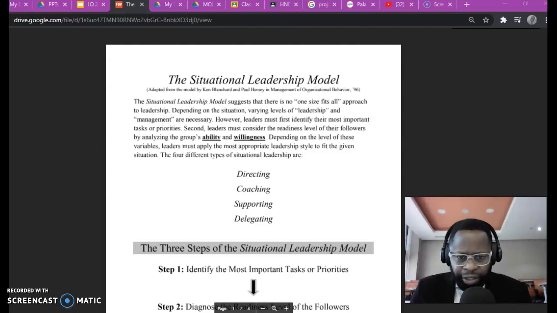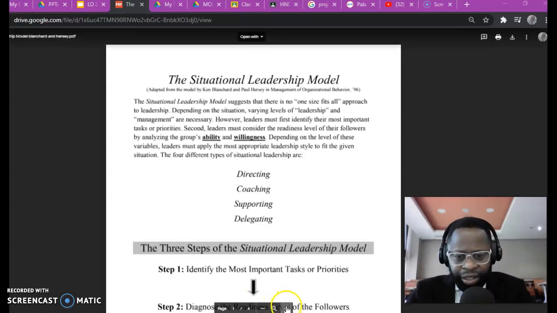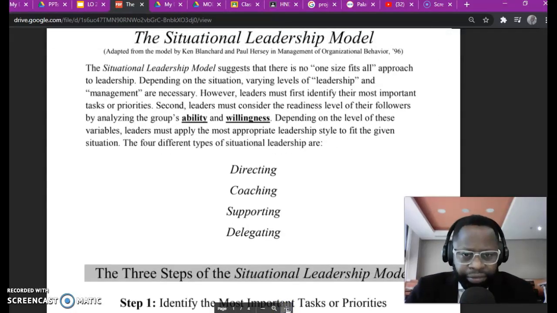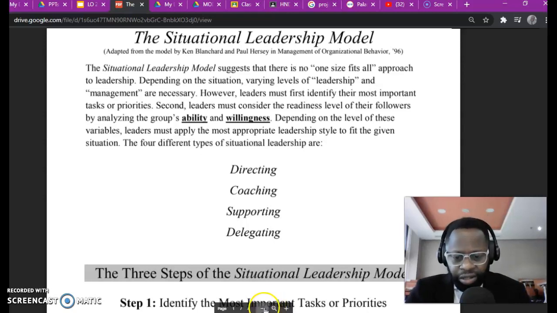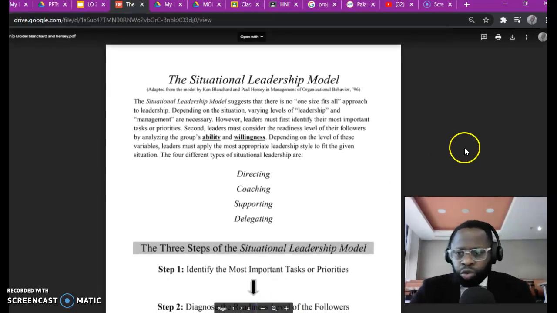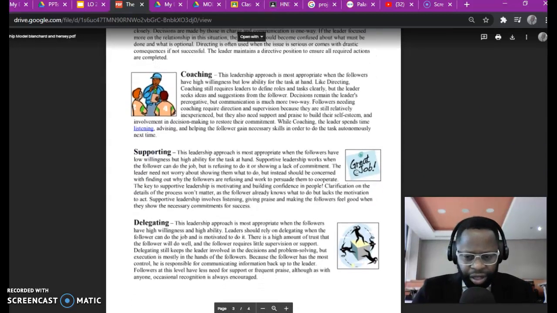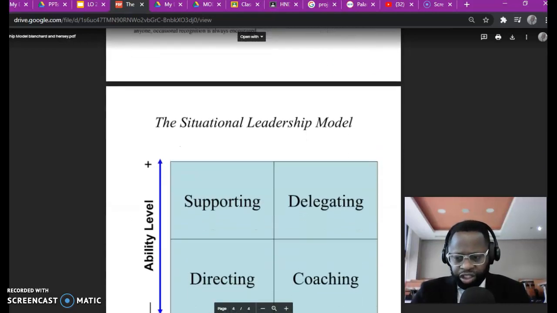And one particular way of looking at situational leadership is through the eyes of, I call it, the Ken Blanchard and Paul Hersey model. As you see here, let me make it a bit bigger for you. Adopted by Ken Blanchard and Paul Hersey in Management of Organizational Behavior, 1996, right? So let's go straight to the matrix. I think it gives a nice overview of situational leadership.